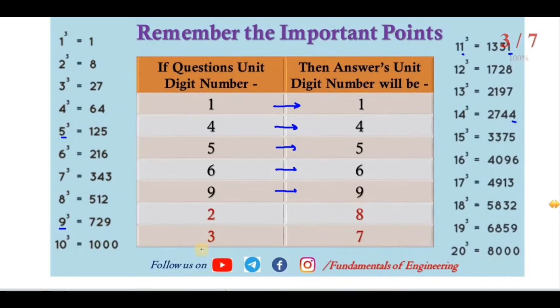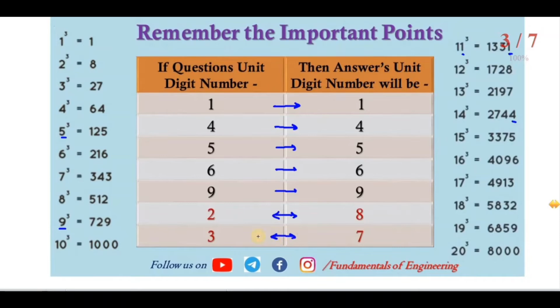If you are getting 2 at the question's unit digit, then your answer's unit digit will be 8. How? You can see here 2 cube is 8, 12 cube is 1728. And if 8 is there at the question's unit digit, your answer's unit digit will be 2. Now you can check it: 8 cube is 512, then 18 cube is 5832. So if 2 is there, you will get answer unit digit 8, and if 8 is there at the question's unit digit, you will get 2.